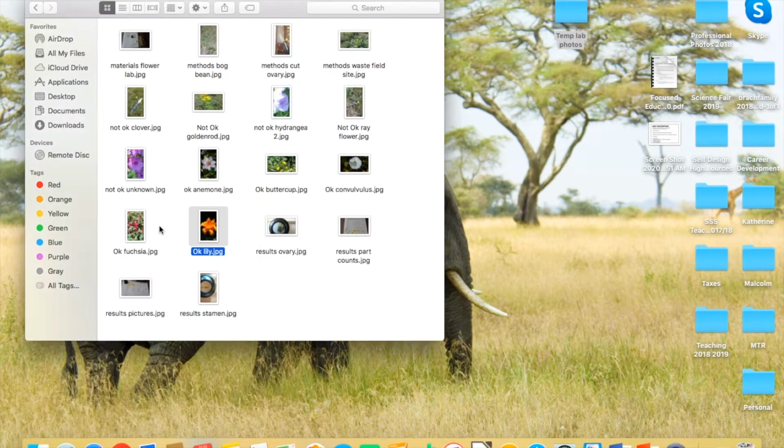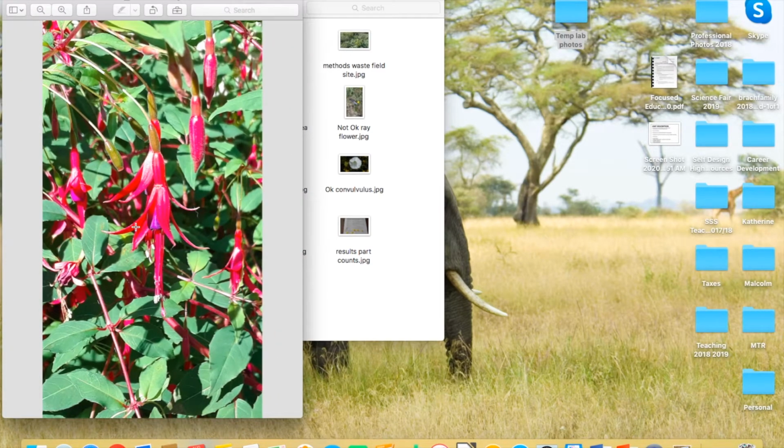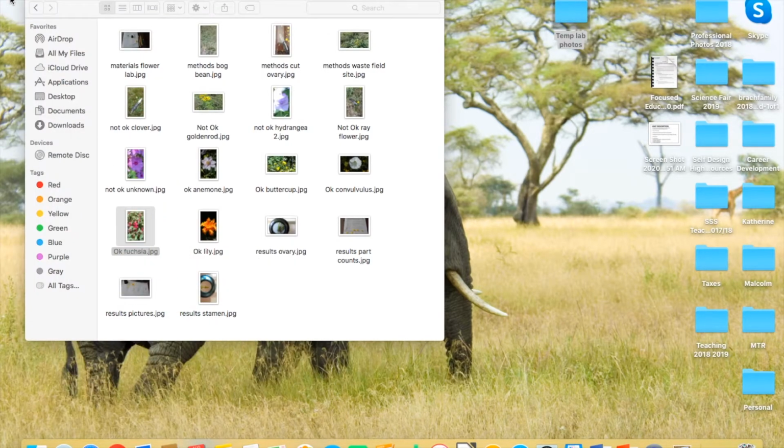Something that would also be great here, even though this is a little bit smaller, is this fuchsia right here. You still have all the parts. You've got your petals, well, you got your sepals, you got petals. These are the male reproductive parts sticking out here. The female reproductive parts are hidden behind all that. Fuchsia will be great as well.